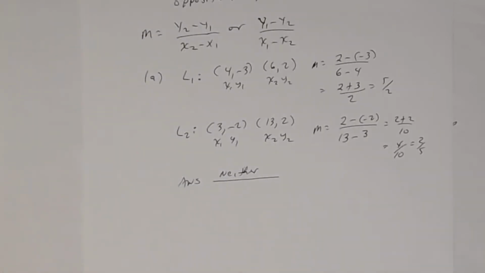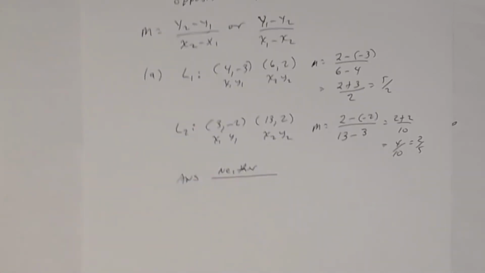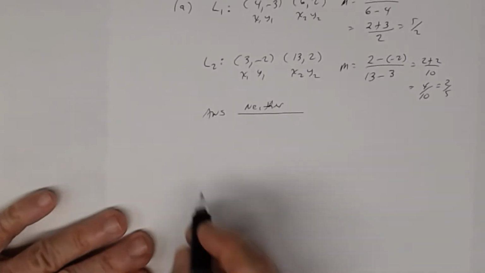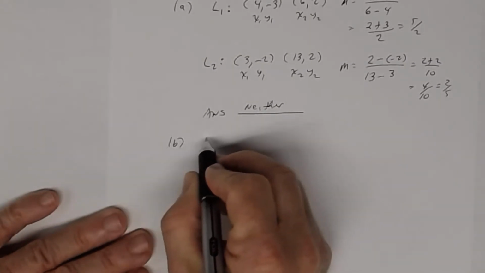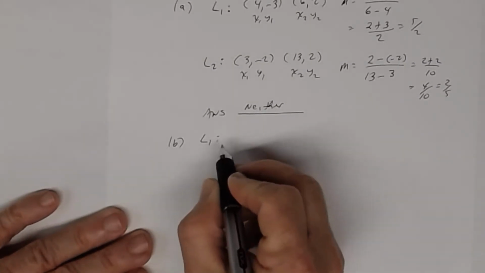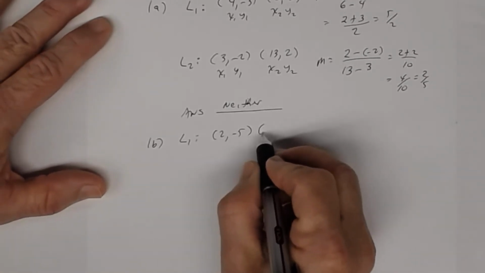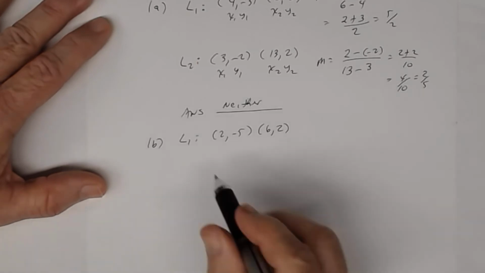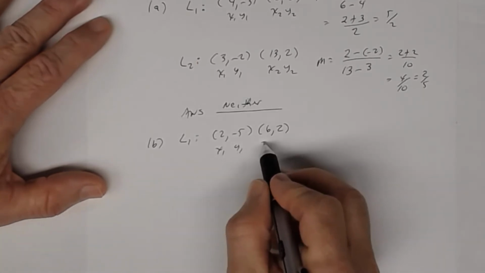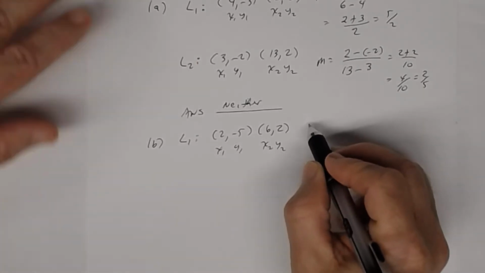All right, let's do B. So in B, I'm going to go ahead and use another sheet of paper. Well, I could probably do that here. So let's do B here. So in 1B, your 2 points for line 1 are (2, -5) and (6, 2). So let's call this x1, y1, x2, y2. So let's find the slope.